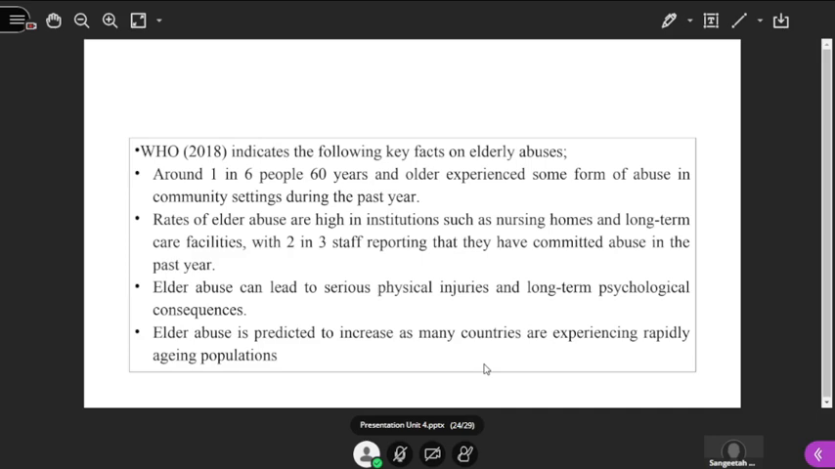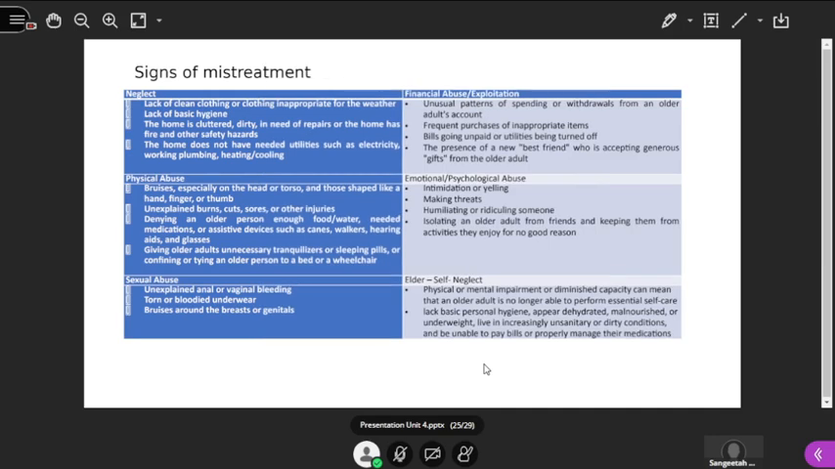At the international level, they are trying to find ways and means, strategies and action plans to solve this problem, right? In Mauritius and other countries, people are trying to have a convention on the rights of older persons, because we don't have one. So these are the signs of mistreatment, like some of you said, intimidation or yelling.